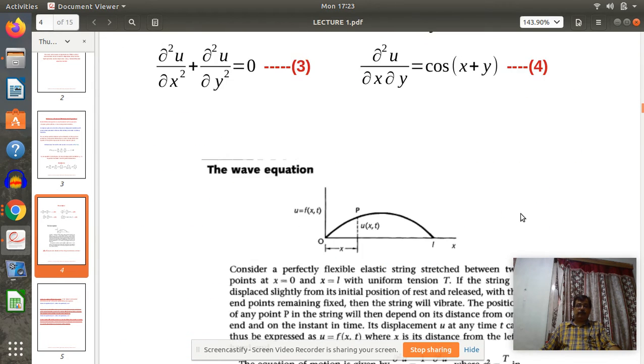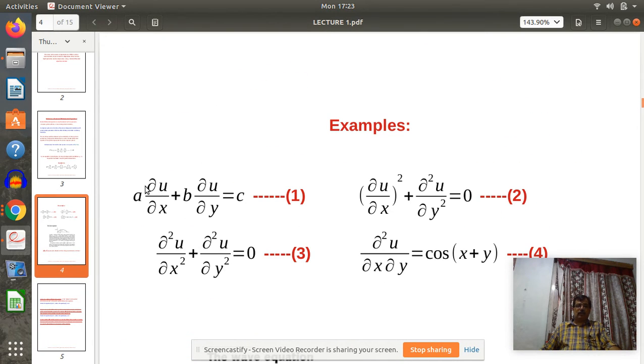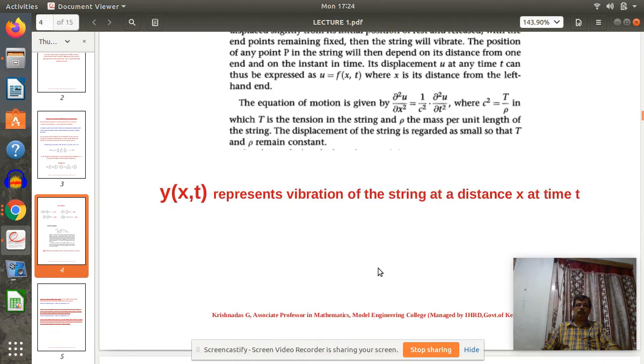So in this equation, the order is first and the power is 1, so it is a first degree differential equation. In this case, the highest order derivative in this equation is second order and its degree is 1. So it is a first degree, second order partial differential equation. Here again, the degree is 1. So it is again a first degree, second order partial differential equation. This is again a first degree, second order partial differential equation.